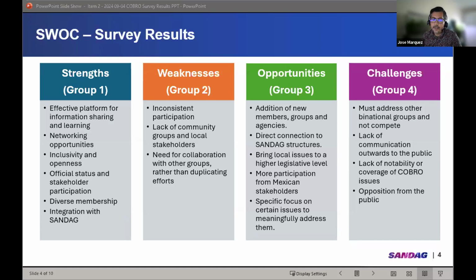And also reaching out, not only to the stakeholders that haven't participated, but also there are probably other stakeholders that we're not including on both sides of the border. So we might want to revisit the membership of COBRO and see if we're missing important members that should be invited to this committee.